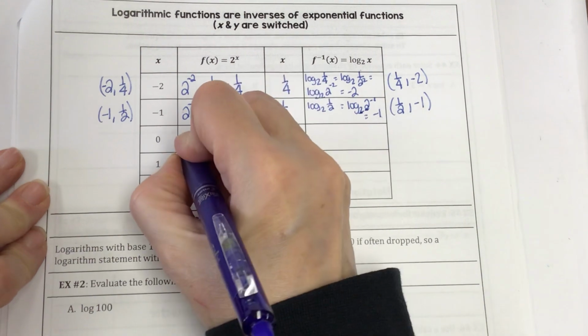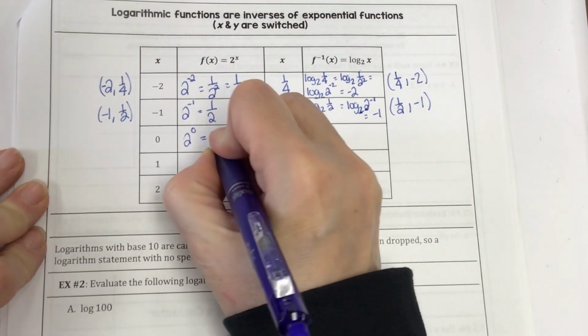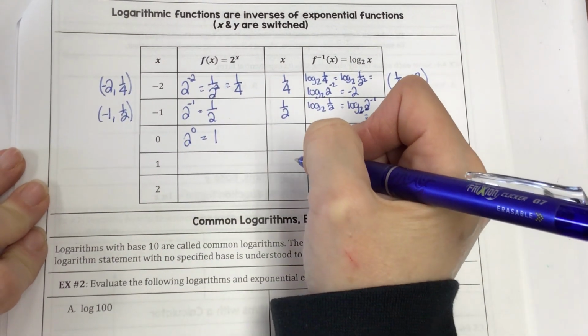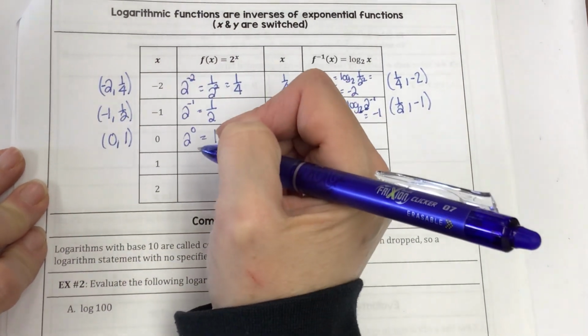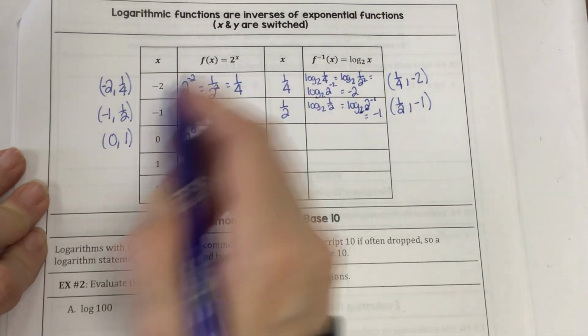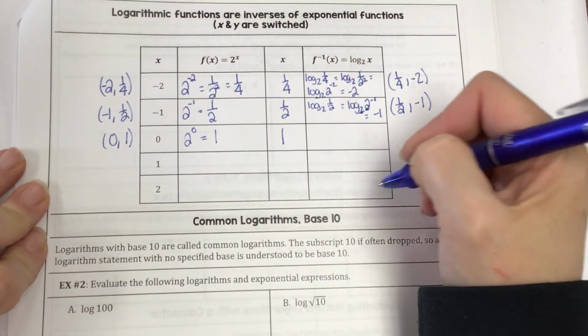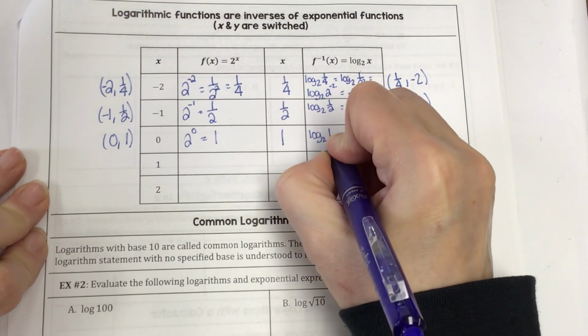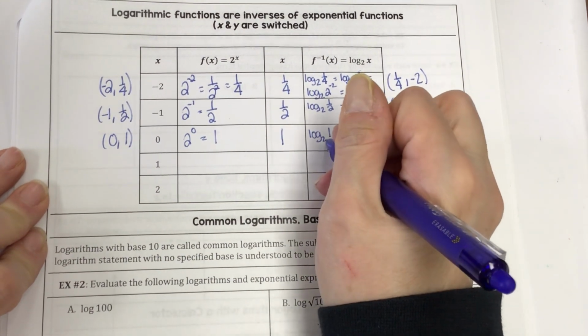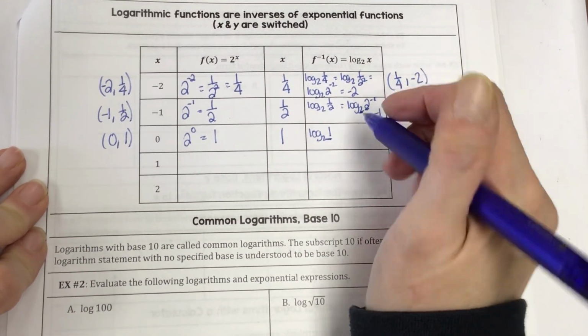Here, when x is 0, we know anything to the 0 power is just 1. So we have the point (0, 1), right? And if 1 is my y, 1 is my x in the inverse, and I'd have log base 2 of 1. And anytime you have a 1 here, what does that equal?